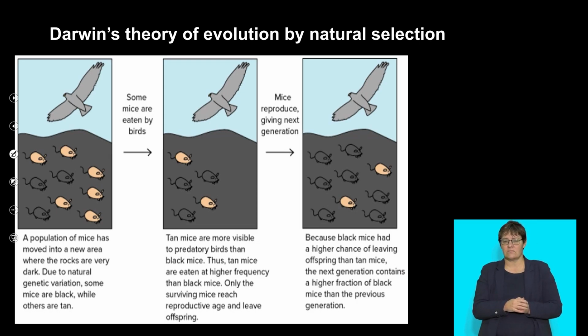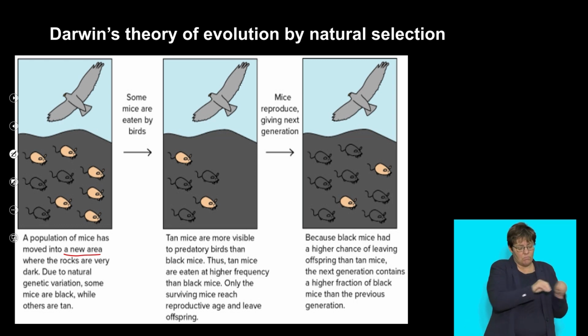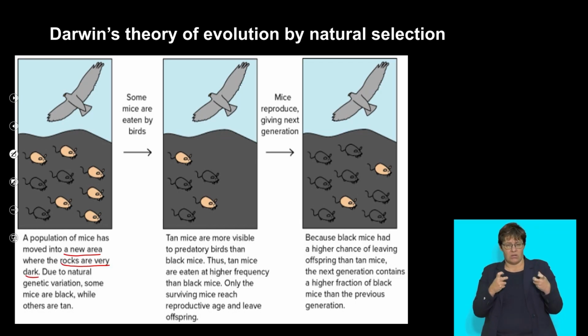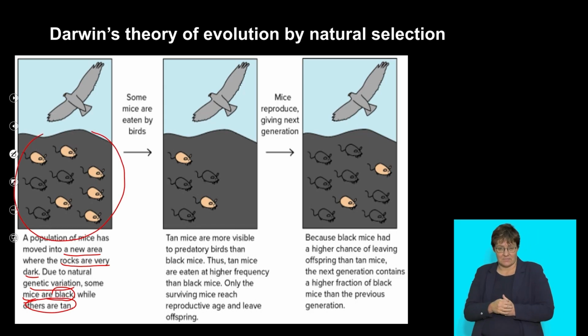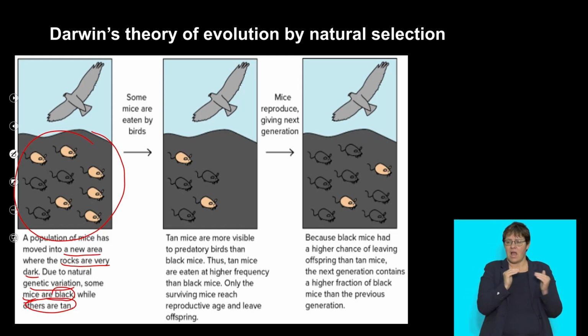In an experiment to support his explanation, Darwin talks about a population of mice that have moved to a new area where the rocks are very dark in color. Due to the genetic variation present, some mice are black and some mice are tan. In this illustration, we can clearly see that there's an equal number of black and tan mice. The selection pressure here is the predator bird that's going to feed on these mice.